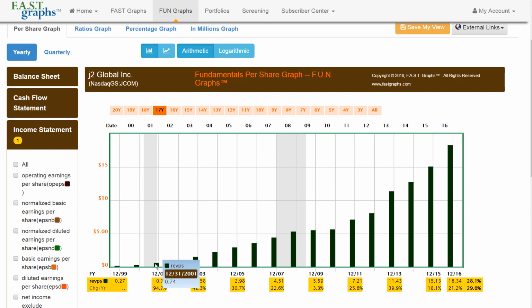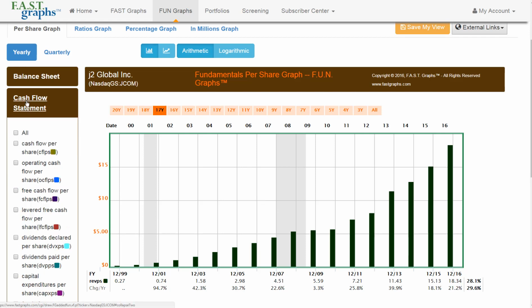And as you can see, JT Global has a very impressive record of revenue growth, and the growth has really become quite astounding in recent years. So this is another fundamental metric that I think is very important. The company generates significant revenue growth over time.